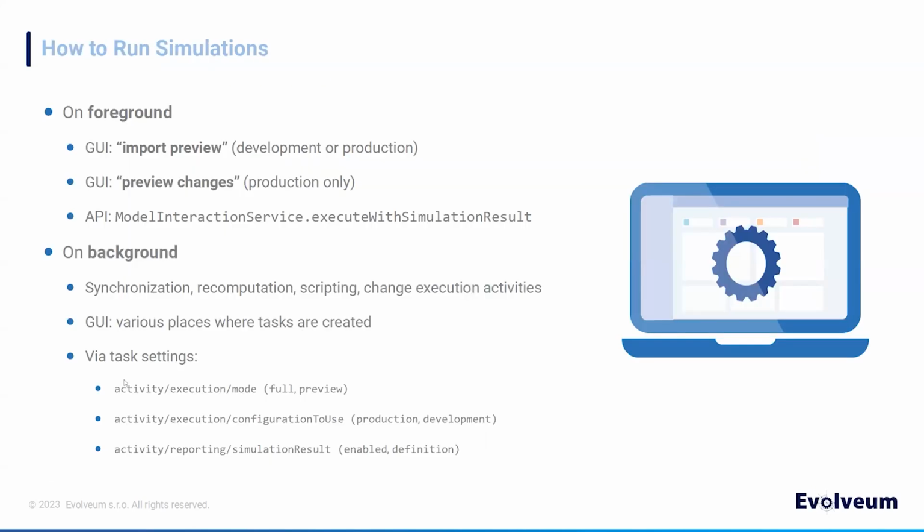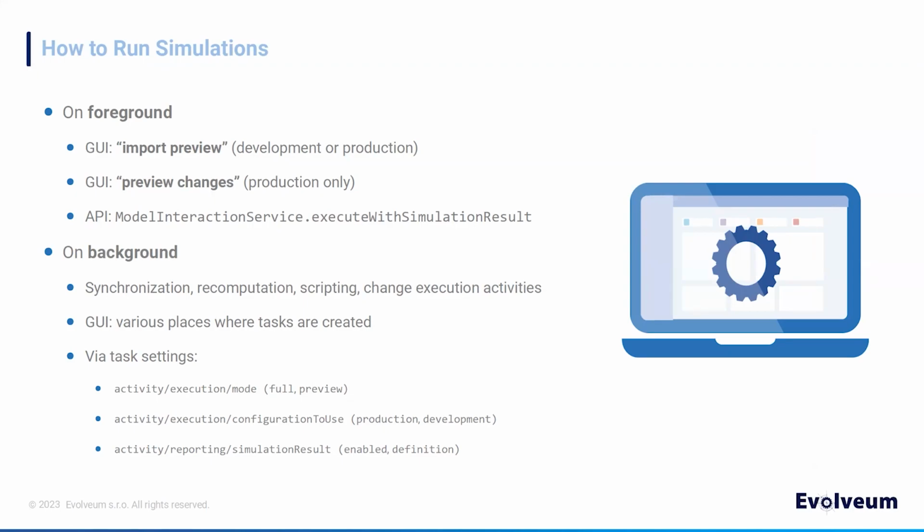Now, what are the options for running the simulations? In the foreground, there is a new menu item, import preview. We haven't seen it now, but it's there, and it allows simulating the import action for an account or other resource object, either with production or development configuration. The years-old preview changes button is still there. It is currently limited to using the production configuration for now. More options could be added in the future.